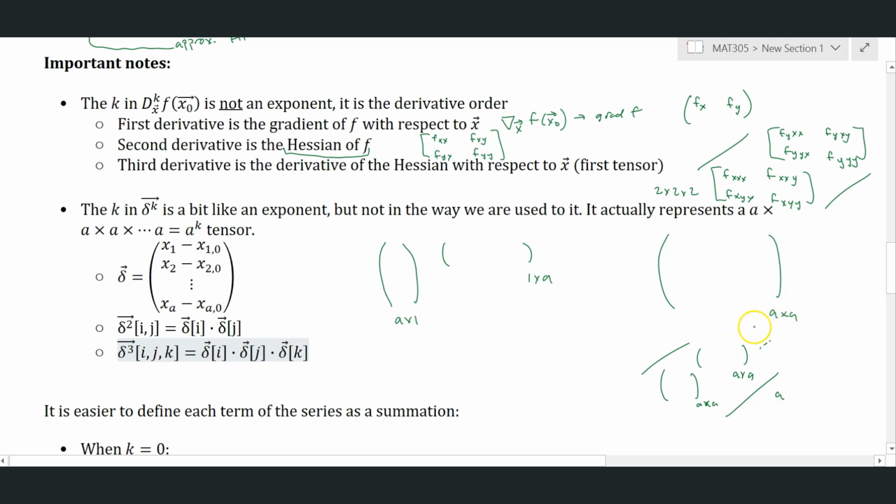And then if you did that again, you'd get the three-dimensional tensor. But it makes a little bit more sense to write it like this. Delta, the ith component. So in the delta squared matrix, the 2 by 2, it would actually contain the product of delta i times delta j. Okay, so what am I saying here?